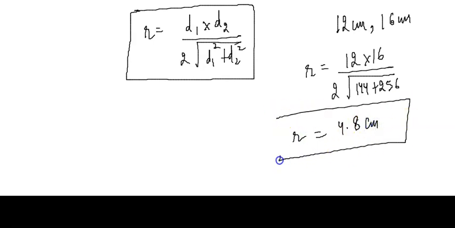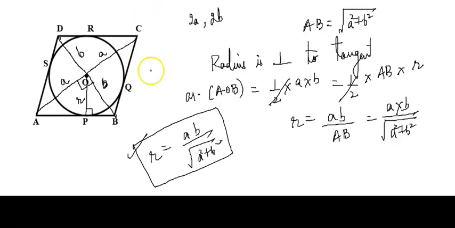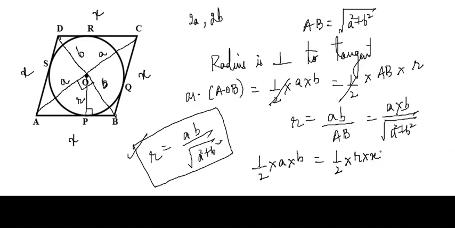So this is one formula to calculate the inradius of a rhombus. And one more thing, let us say the side of the rhombus is x. We can also conclude it this way: half into AB will be equal to half into r into x. That means we can say that r is equal to AB upon x. If the side is also given to us, we can do it this way.